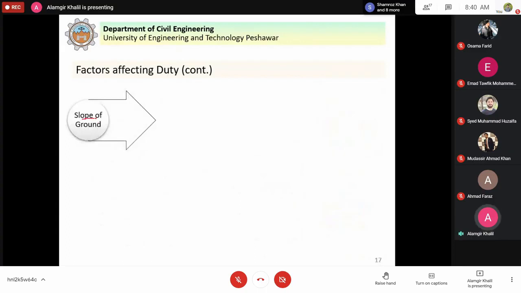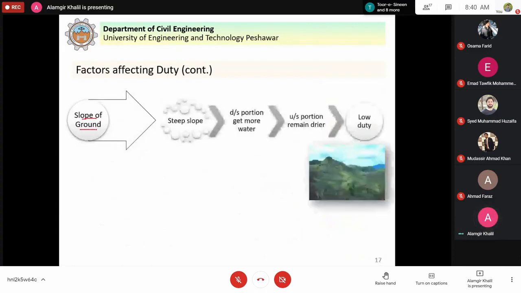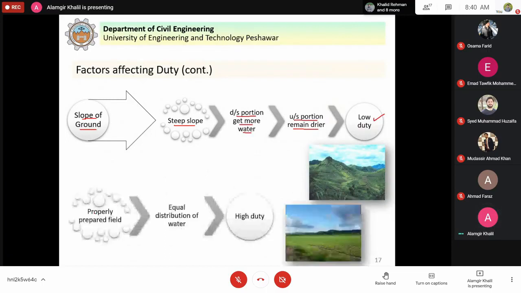Next we have slope of ground. So we have steep slope, downstream portion gets more water, upstream portion remains drier, so this will result into low duty of water. Properly prepared field will result into equal distribution of water, and this will result into high duty of water. Water will be able to irrigate more land area, so this will result into a high duty.